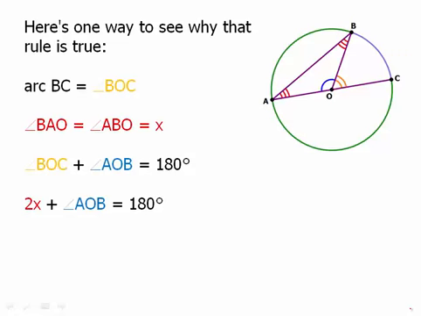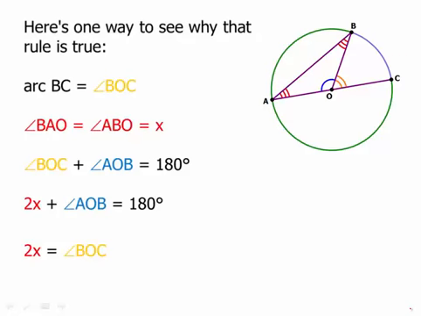Well, take a look at this. We have gold plus AOB equals 180. Well, right away, if we have gold plus blue equals 180 and red plus blue equals 180, that must mean that red and gold equal the same thing. So in other words, what we have is 2x equals BOC.